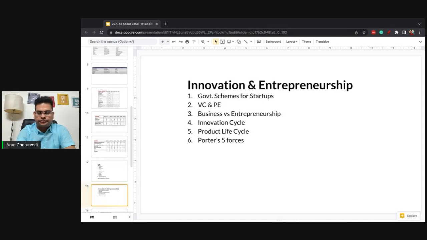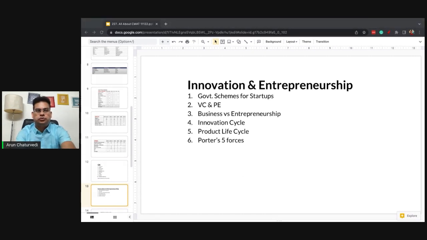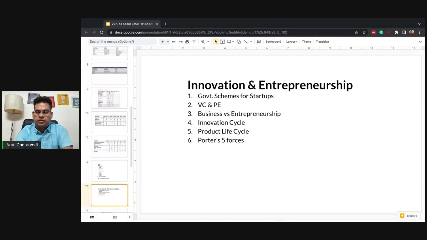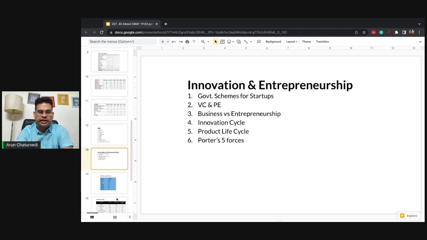in GK. Innovation and entrepreneurship. This was a new segment added. This is basically relevant for colleges which have entrepreneurship courses, and some colleges do consider this score as well. So government schemes for startups, VC and PE, venture capital. You should know what all these terms are. Business versus entrepreneurship, what is the main difference? Innovation cycle, what are the innovation cycles? What is the product life cycle? Porter's five forces. So these 5-6 areas you should definitely cover to get a good score.